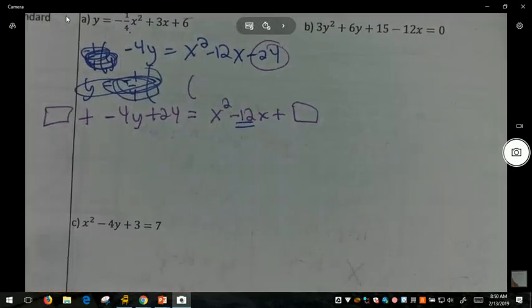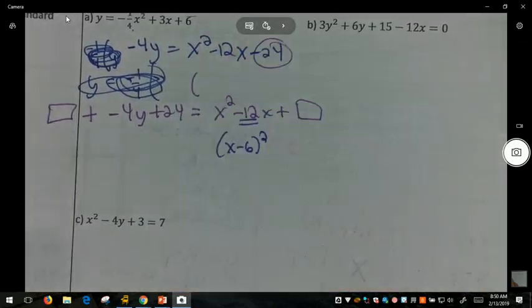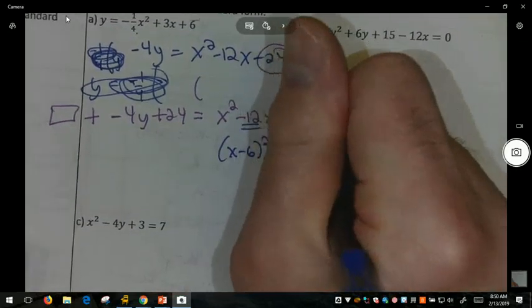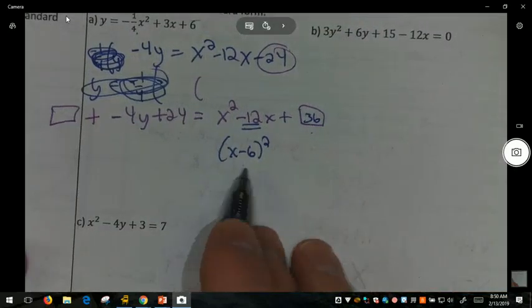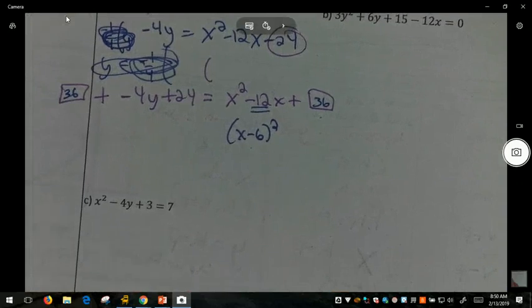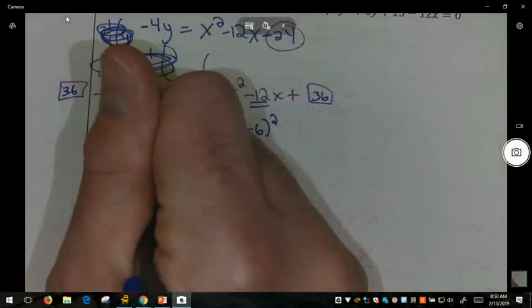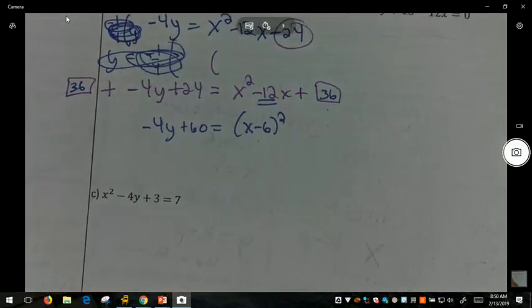B over 2 would be negative 6. Squared would be 36. So this completes the square, so we can factor it down to here. Put the 36 over here. 36 and 24 is 60. So right now I have negative 4y plus 60 on the right-hand side.